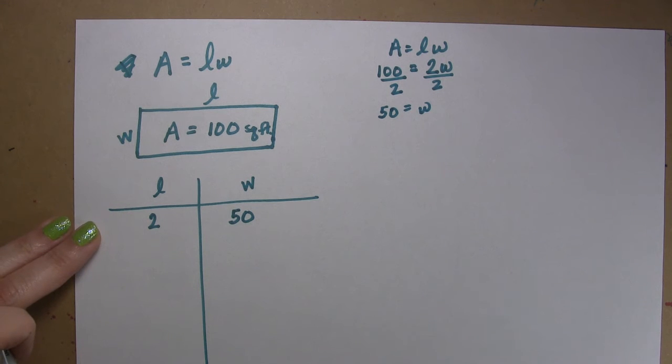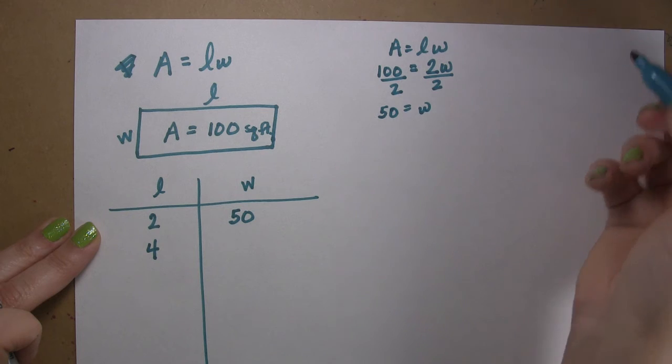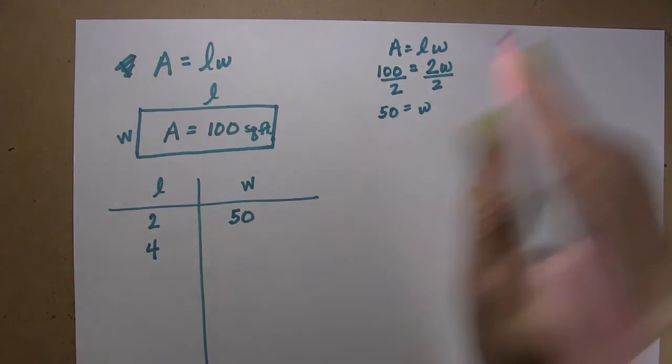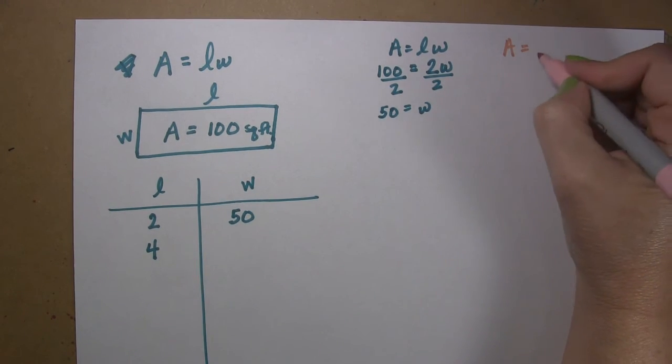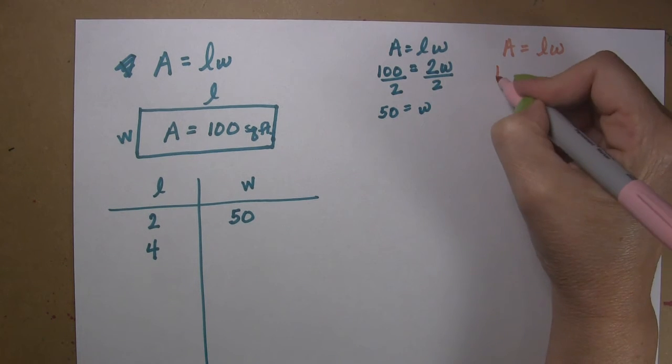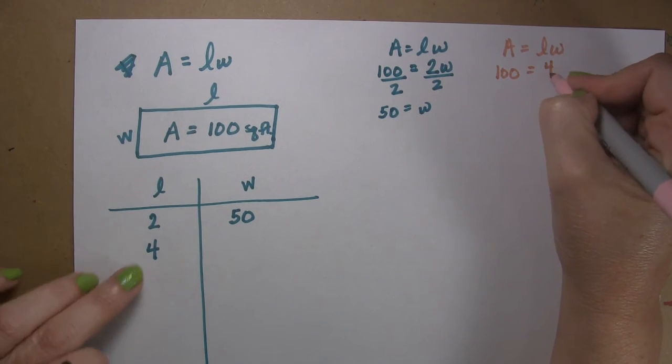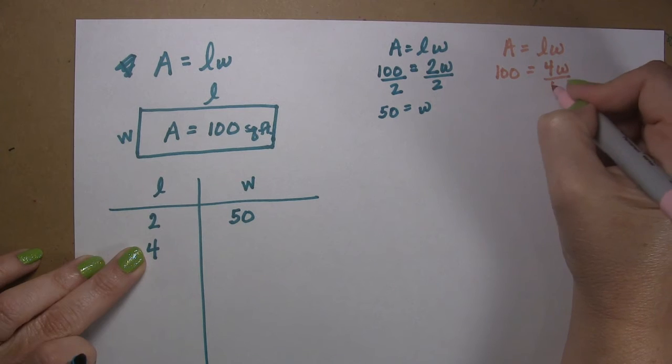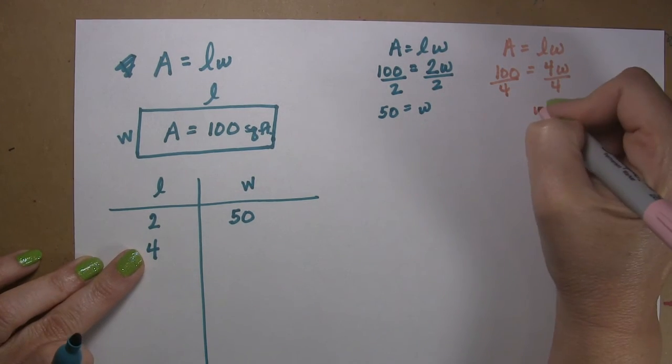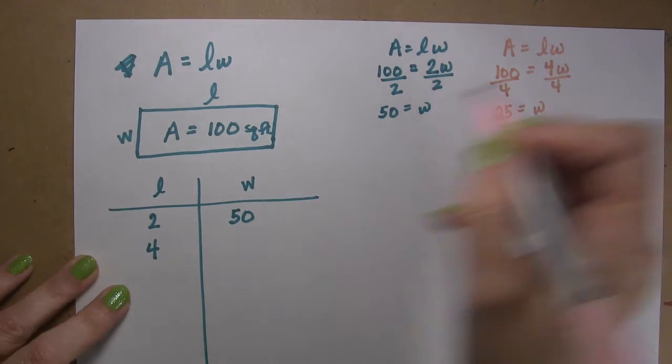Okay, but what if I said to you that the length was 4? Then what would my width be? Well, that's area equals length times width. So that's 100 equals 4 this time, W. Divide both sides by 4, we get W equals 25.